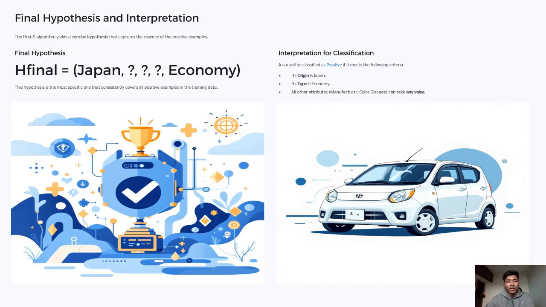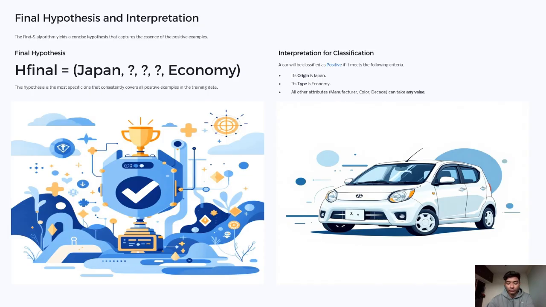The final hypothesis and interpretation. The final result of the Find-S algorithm is H final equals Japan, ?, ?, ?, Economy. Meaning a car will be classified as positive if its origin is Japan and its type is economy; all other attributes can be anything. The algorithm captures the core pattern: no matter the manufacturer, color, or decade, as long as the car is from Japan and its type is economy, it is considered positive.